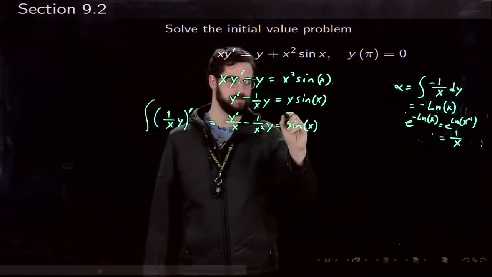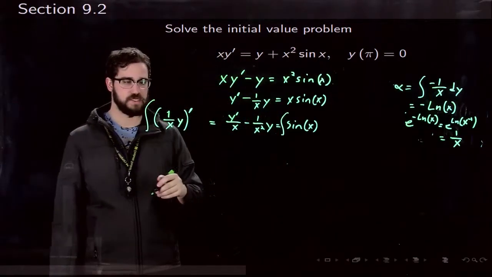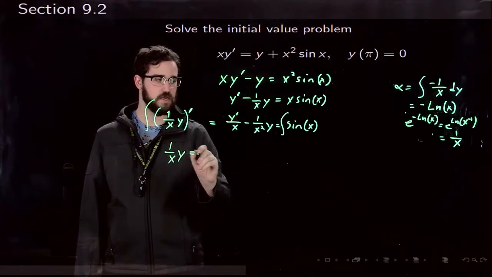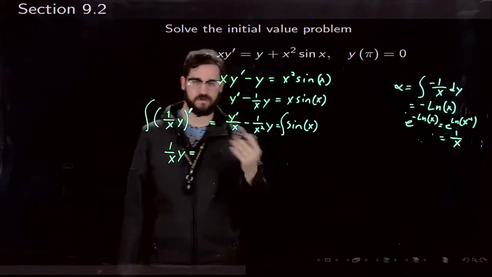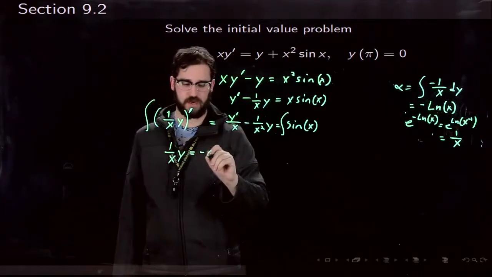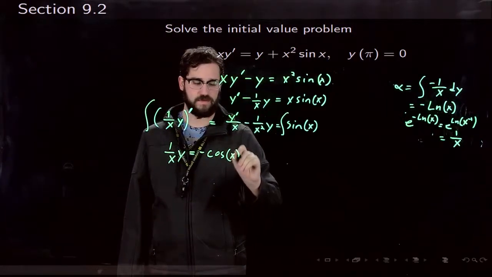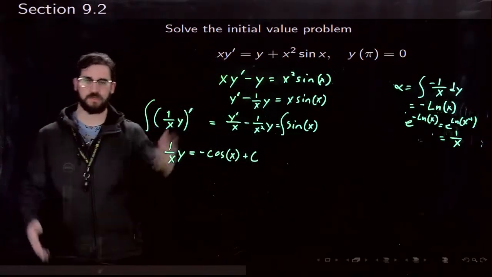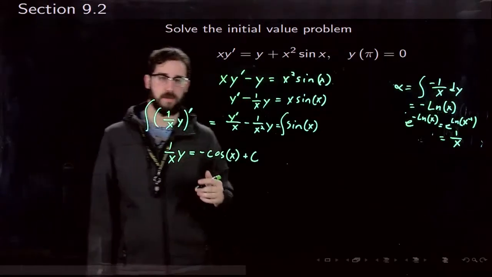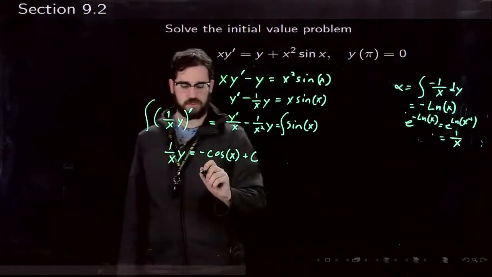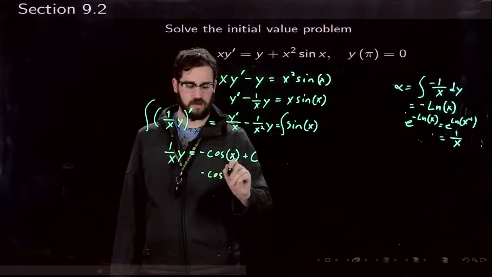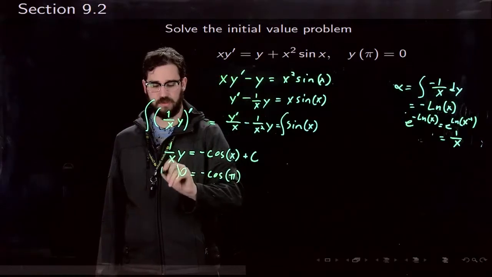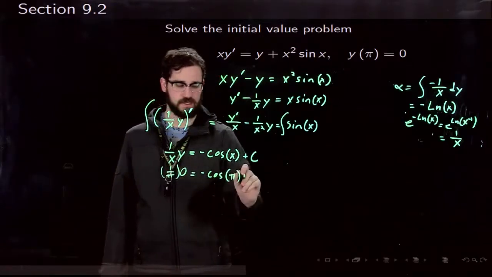Integral both sides. What's the integral here? We have 1 over x, y is equal to, well, what is the integral of sine? It's negative cosine. And then, of course, our plus c. Now we want to get rid of that plus c, so we use our initial value. We know that y of pi equals 0, so we have negative cosine of pi is equal to 0 times 1 over pi plus c.